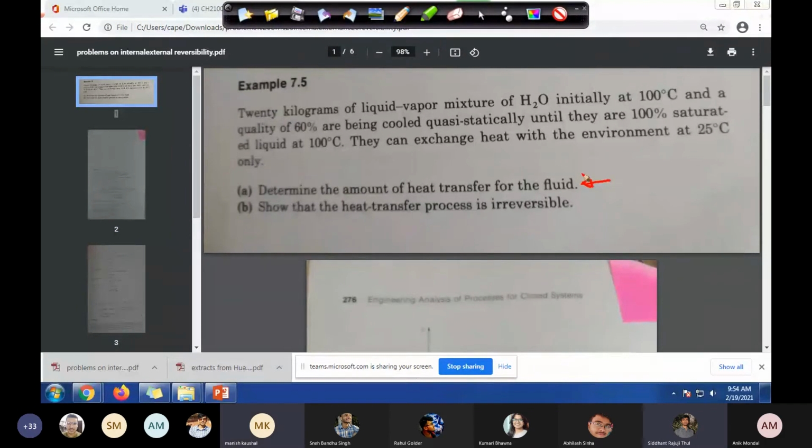Siddhant, can you hear me? Yes, sir. So tell me, Siddhant Thul, I am talking to Siddhant Thul. Amount of heat transfer. So there is a phase change process. How will you calculate the amount of heat transfer? The steam is changing its phase. Initially, it was 60% vapor. Quality is 60%. And it is going to saturated water. What is the temperature of this liquid vapor mixture, by the way?